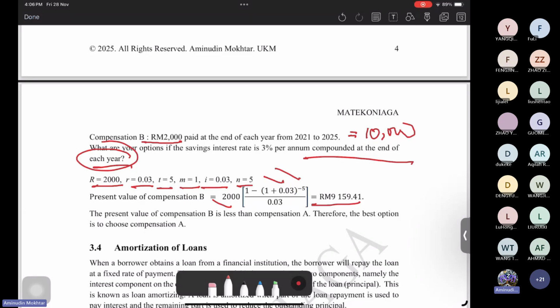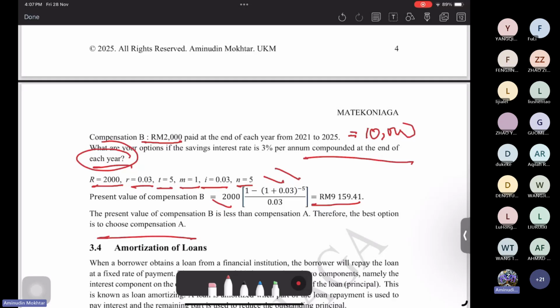Since the present value is less than the amount you receive in the future, we can conclude that the best option is to choose option A, because you will receive the money immediately. If you receive the compensation in the future, the present value of the money will be lower compared to compensation A. Therefore, in this case, we can apply the concept of present value of money to make a decision on which compensation is the best, especially for workers.